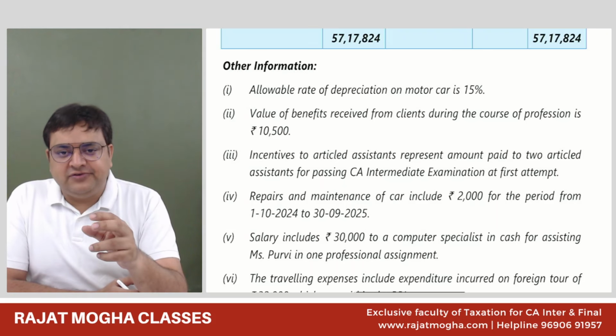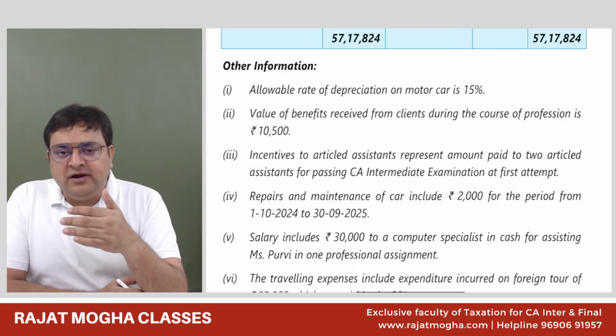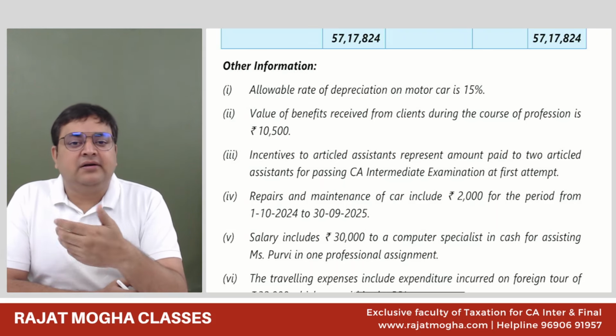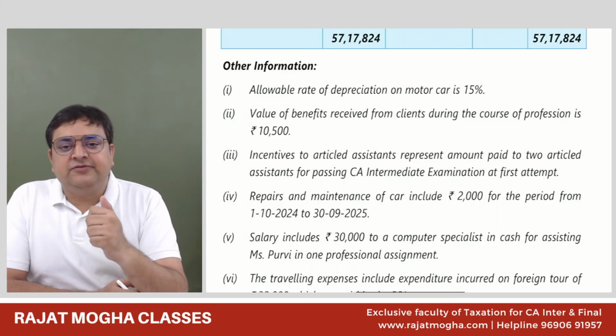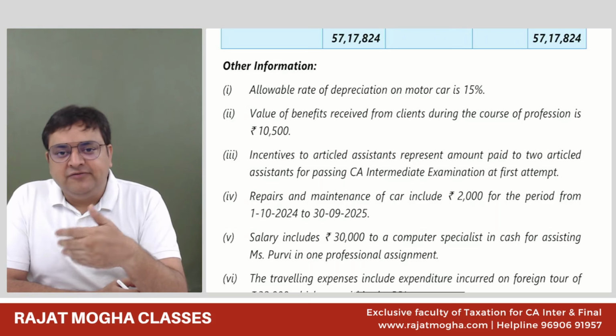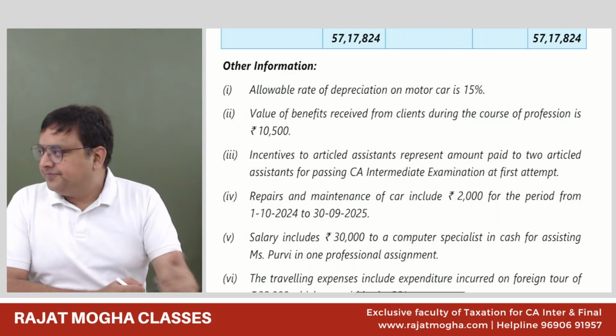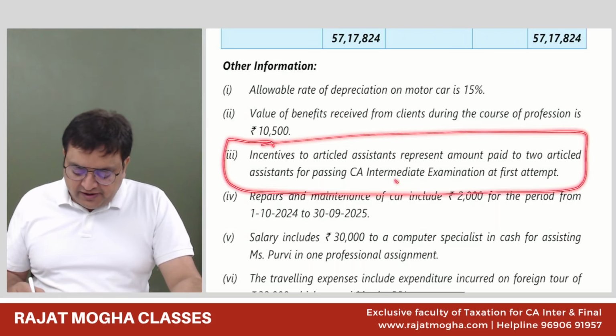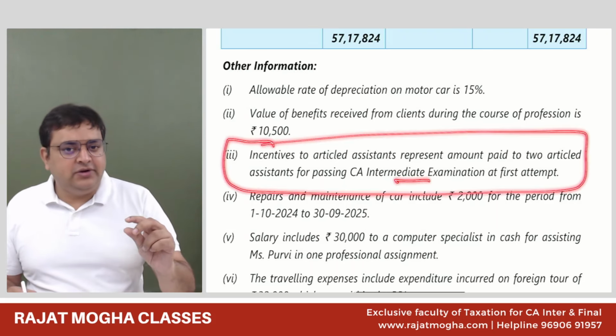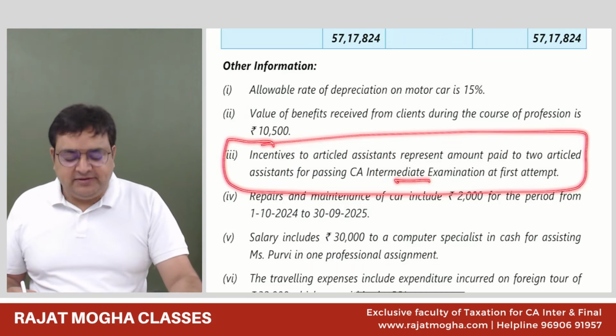So not necessary because it's a CA firm. They are actually a good resource because they have passed their examination in the first attempt. So that is the reason we are giving them this incentive. So it is okay, there is no issue. So you will not do anything of it. You will just write the information note that it is an allowable expense.